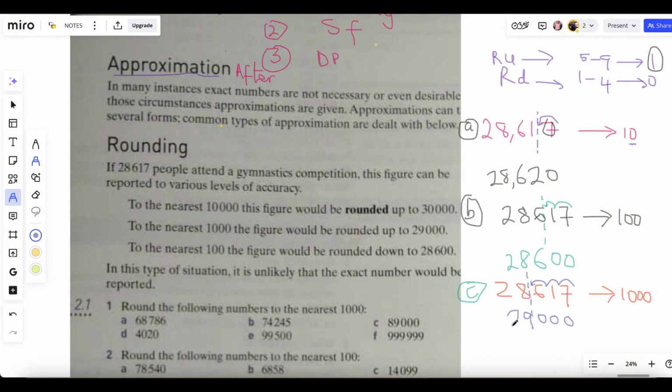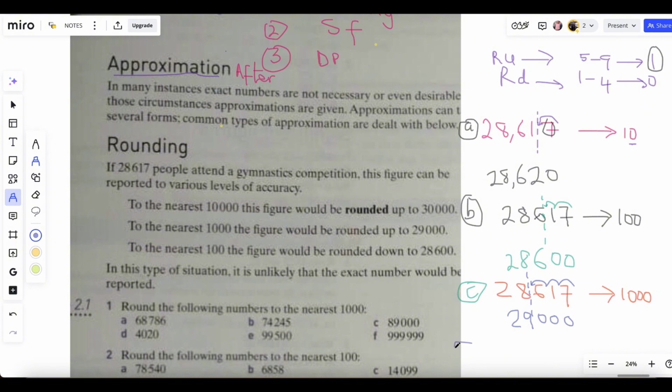So now this number becomes 29,000. If you round this one to the nearest 1,000, do you know why? 617 is closer to the nearest 1,000 than to where it's coming from, because you pass the boundary halfway of this number. So that's why you add 1 here, and it becomes 29,000.